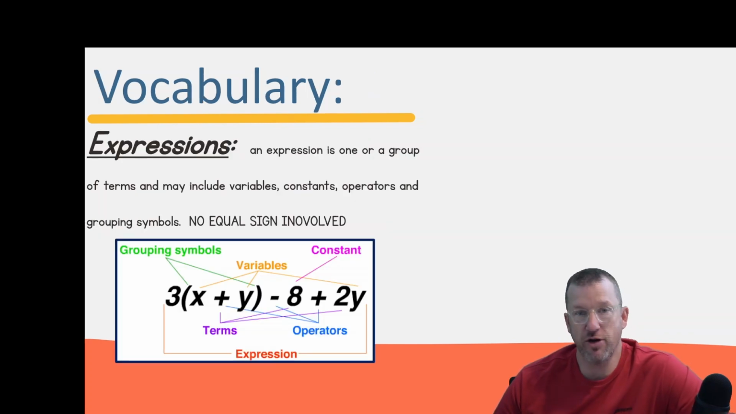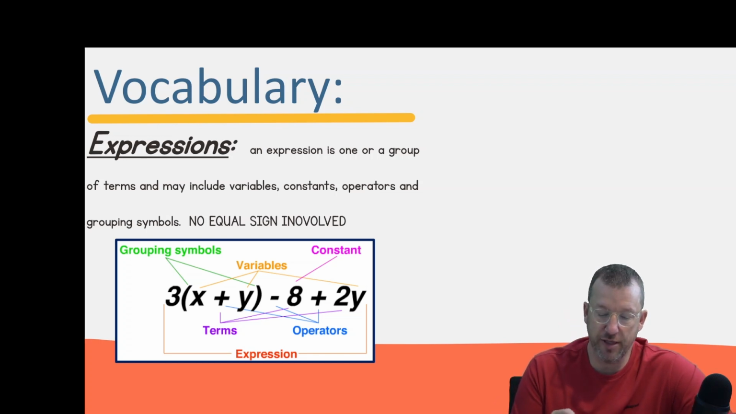All right, so little vocab time. An expression, I've used that word already. An expression is one or a group of terms and may include variables, constants, operators, and grouping symbols. You may be like, I don't know what any of those mean. Well, let's take a look.